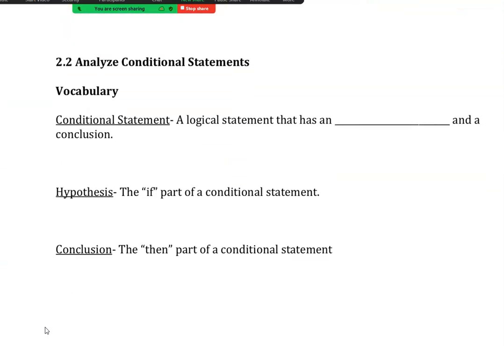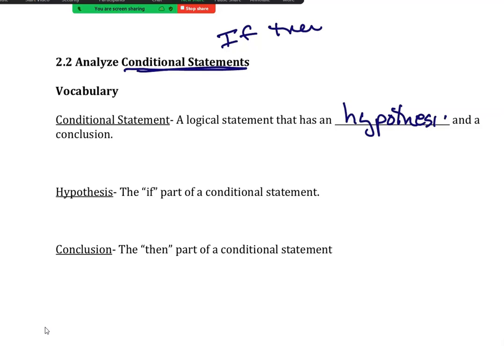Okay, time for, so hopefully you did okay in that homework. Time for the next set of notes. Okay, so conditional statements. They're also called if-then statements. So a conditional statement is a logical statement that has a hypothesis and a conclusion.